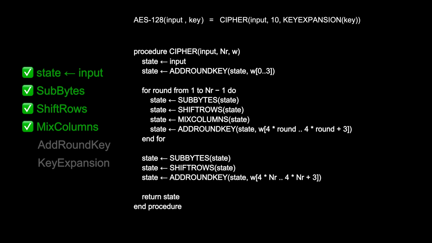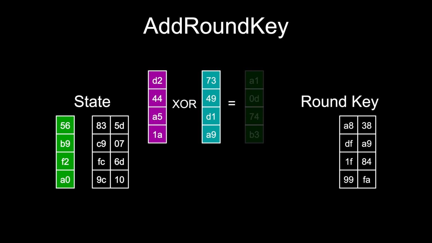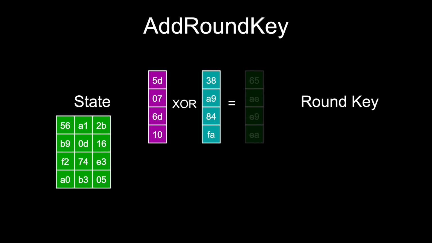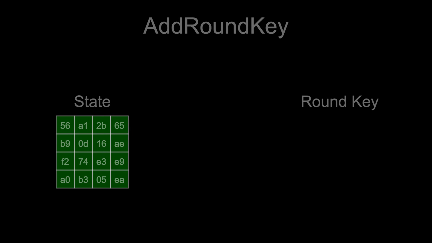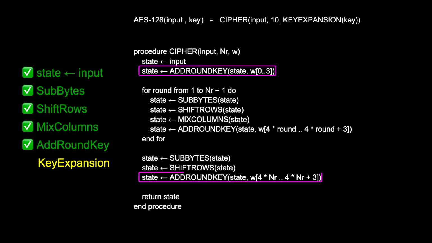We can finally talk about how the key is involved. Besides the state, AddRoundKey also takes in a 16-byte round key. It simply XORs the state and the round key column by column and writes the result back to the state. Remember that we have 11 round keys for AES-128, which means 11 calls to AddRoundKey, each with a different round key. These 11 round keys are generated by the key expansion method.